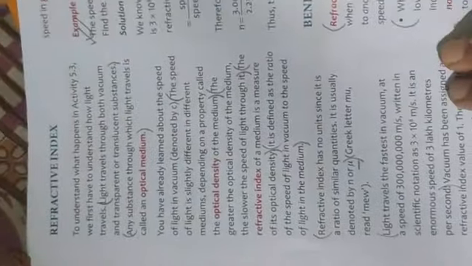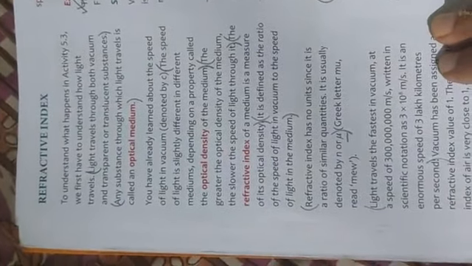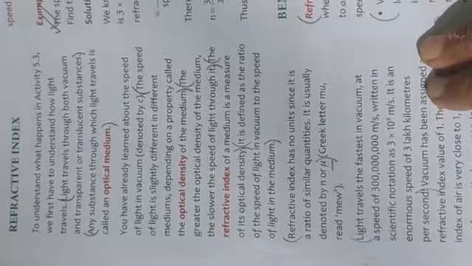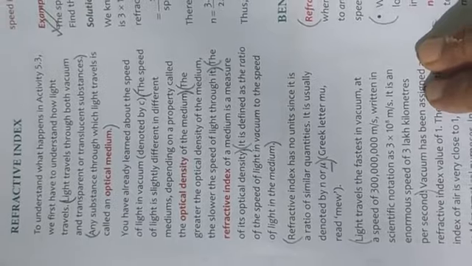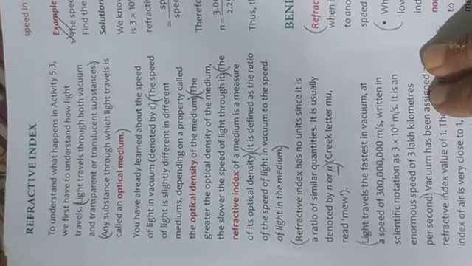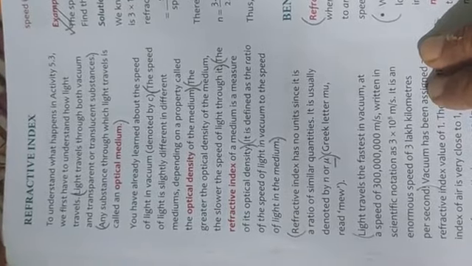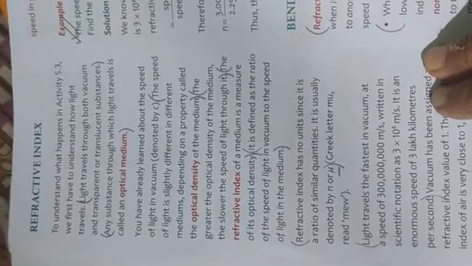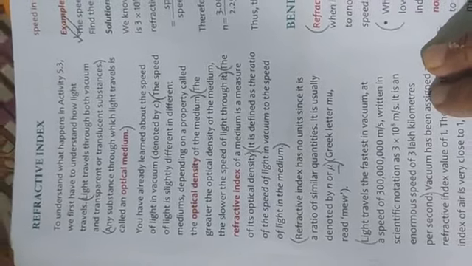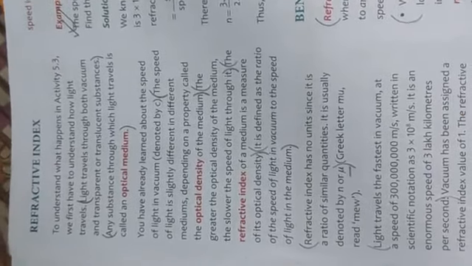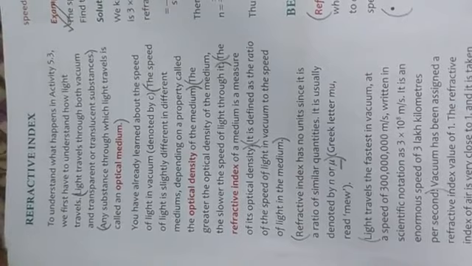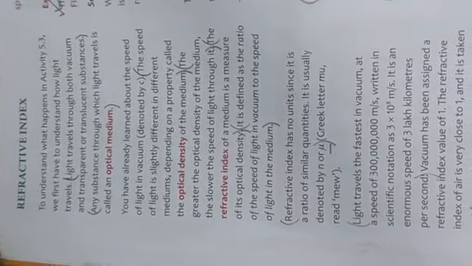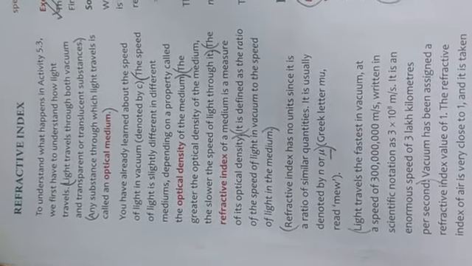Next is the refractive index. What does refractive index mean? It is the ratio of the velocity of light in the rarer medium to the velocity of light in the denser medium. So if a question asks what refractive index is, it is the ratio of the velocity of light in the rarer medium to that in the denser medium. This is said to be the refractive index.